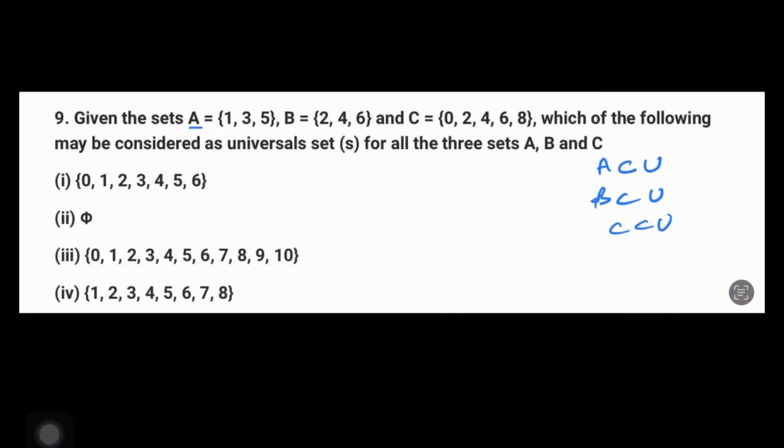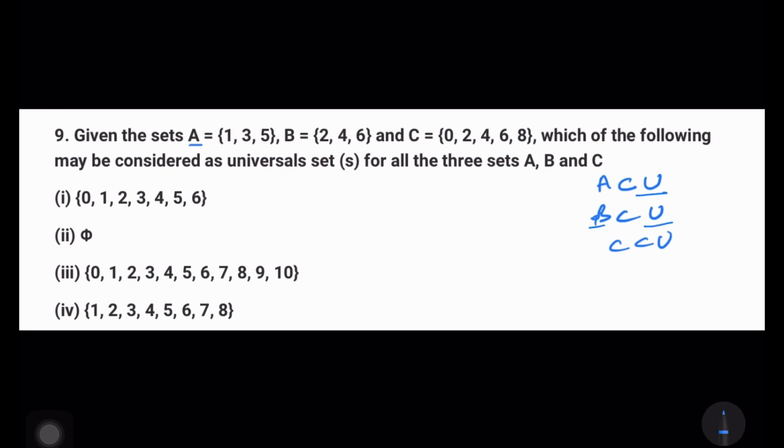Again, going into the ninth problem, given the sets A is equal to {1, 3, 5}, B is equal to {2, 4, 6} and C is equal to {0, 2, 4, 6, 8}, which of the following may be considered as universal sets for all the three sets A, B, C? So now A should be contained in this universal set, B should also be contained in this universal set, and C should also be contained in this universal set U. All the elements of A, B and C should be in this universal set. Then it is said to be a universal set.